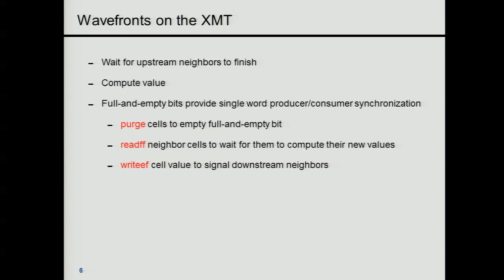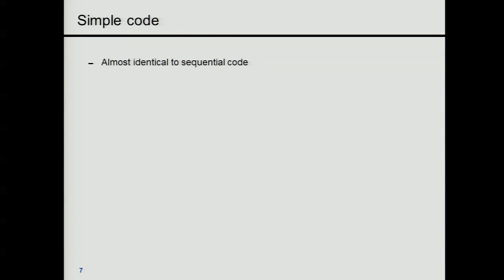So you do a read FF of your neighbor cells, which forces you to wait till they compute their values. Once those values are computed, those read operations will return. You compute your value. You then write your value as a write EF operation, which sets the value and, in some sense, unpurges this operation here, cancels this operation, allowing your downstream neighbors to compute. All right, so that's a little confusing, but the code is actually quite simple.